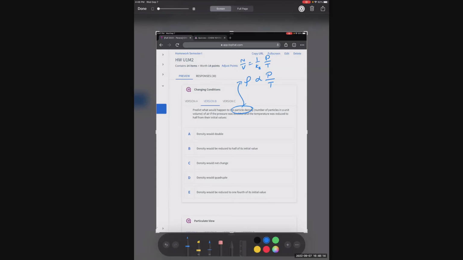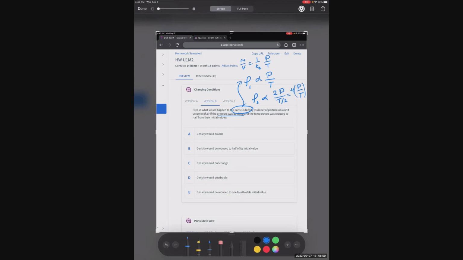Now let's see. So this is what we have initially. We have rho 1, we have pressure and temperature. What we're going to do is double the pressure, so it should be 2 times P now. And then we are going to decrease the temperature to half of the initial value, so we have T divided by 2. So what we have here is 4 times P over T.